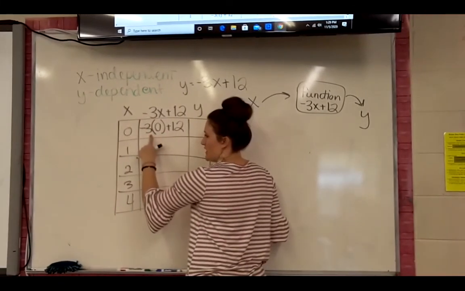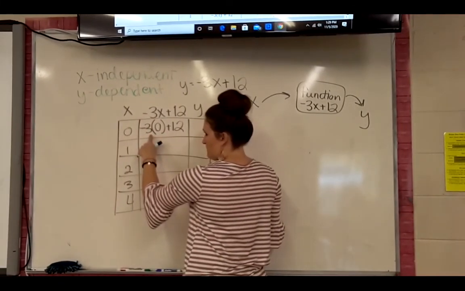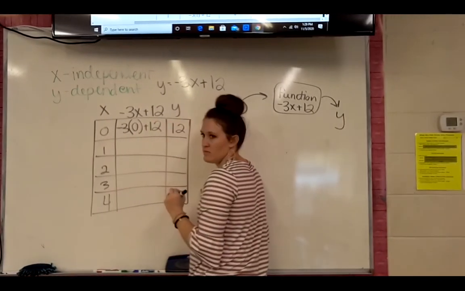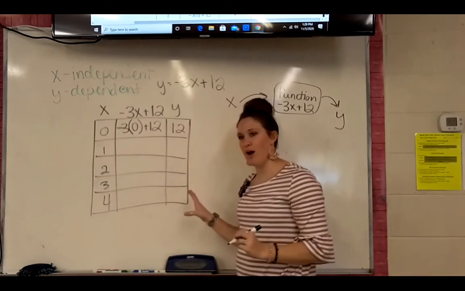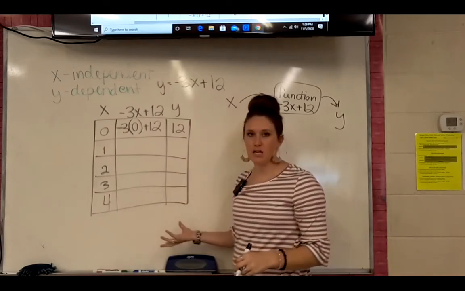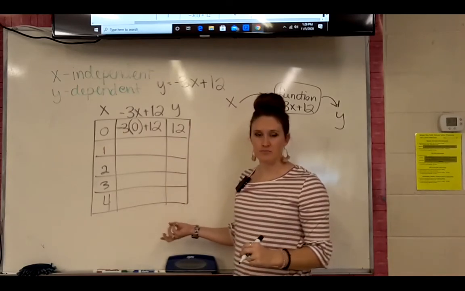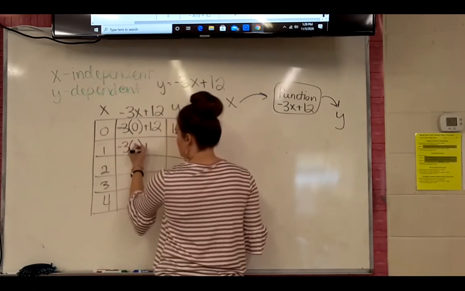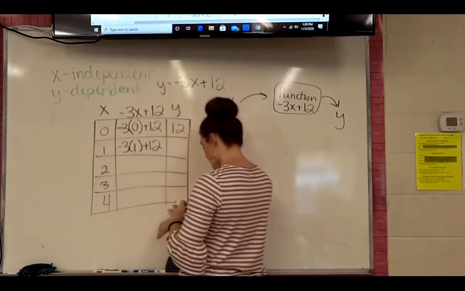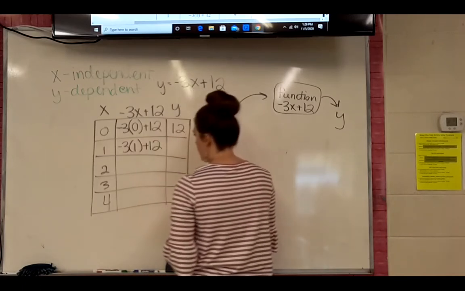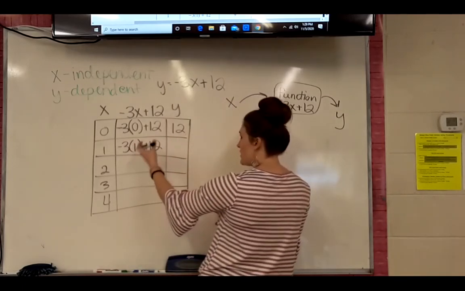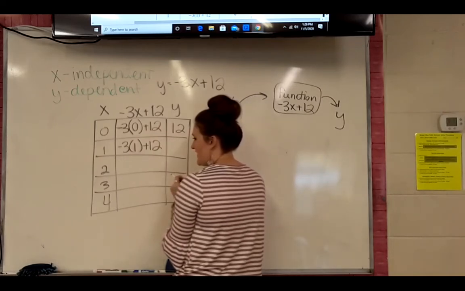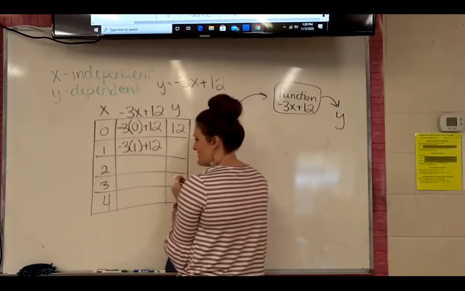What is 0 times negative 3? 0. What's 0 plus 12? 12. Do you see how y is just the answer you get out? So now we're just plugging in a table. Y'all have done these before. So this line, I would have negative 3 times 1 plus 12. What is negative 3 times 1? So then negative 3 plus 12 is positive 9.